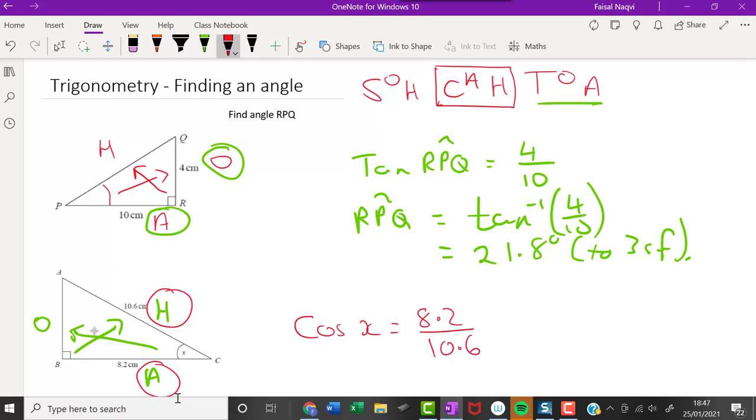That gives me the cos of X. So to find X, I've got to do the inverse cos of 8.2 over 10.6. And if I put that into the calculator, I get 39.3 degrees to 3 significant figures.